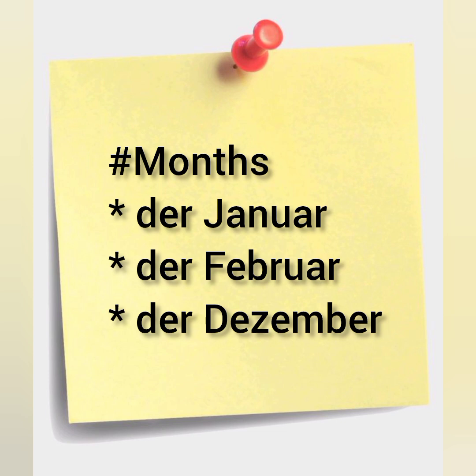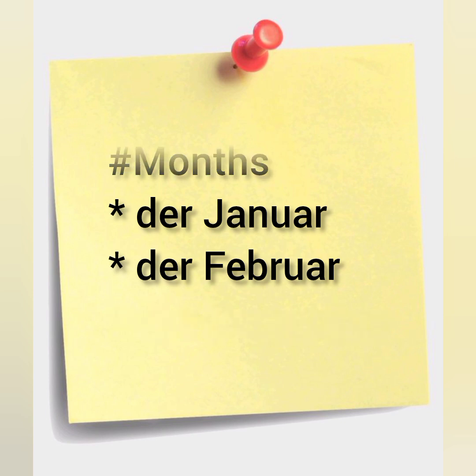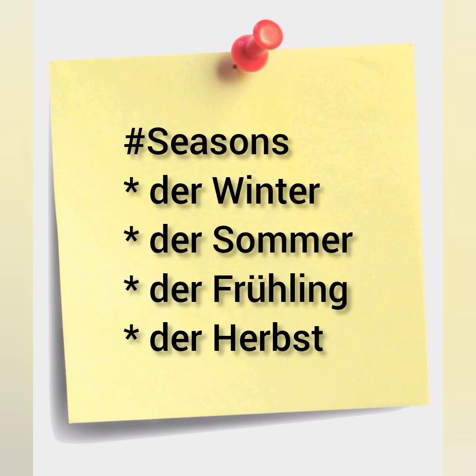Then the next ones that are considered masculine are the seasons. The four seasons are considered masculine. Like in the examples provided, we have der Winter, then der Sommer, der Frühling. Now Frühling is spring. Then there's der Herbst. Herbst is autumn. So remember here that the seasons are also considered masculine.